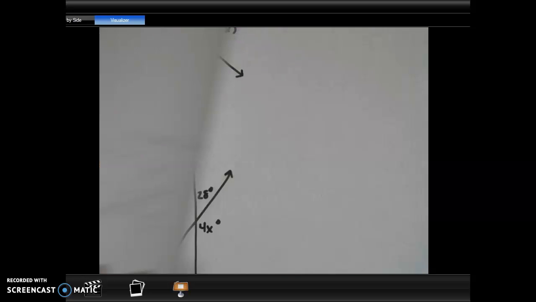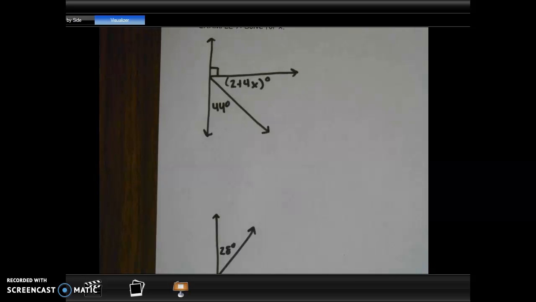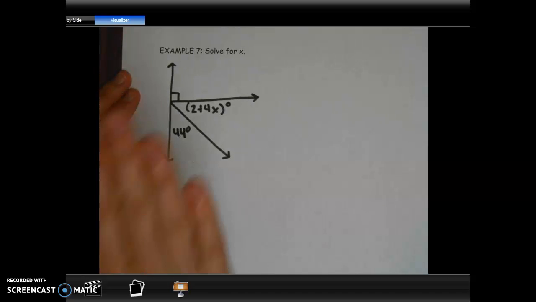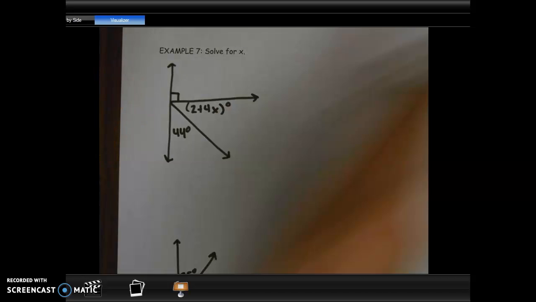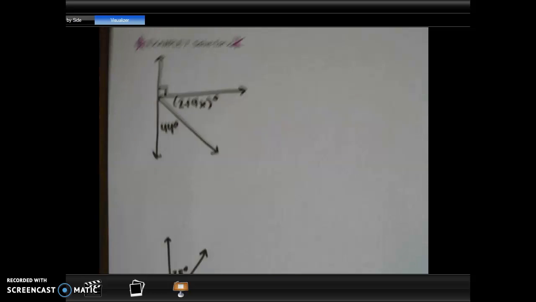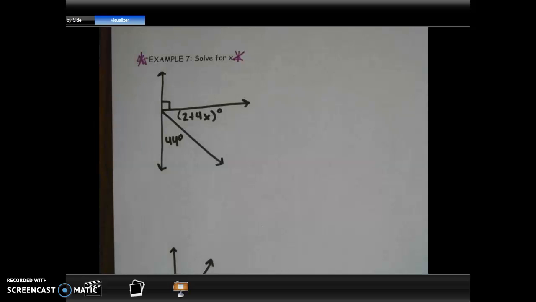Okay, one more example I want to go over because you'll have problems like this on your homework where you're going to solve for x. And I think example 7, this is what you mostly have on your homework. I think this is the most problems you have. I think all the rest you have about 4 each. This one I think you have about 10. So they want you to solve for x, and this is dealing with complementary or supplementary.